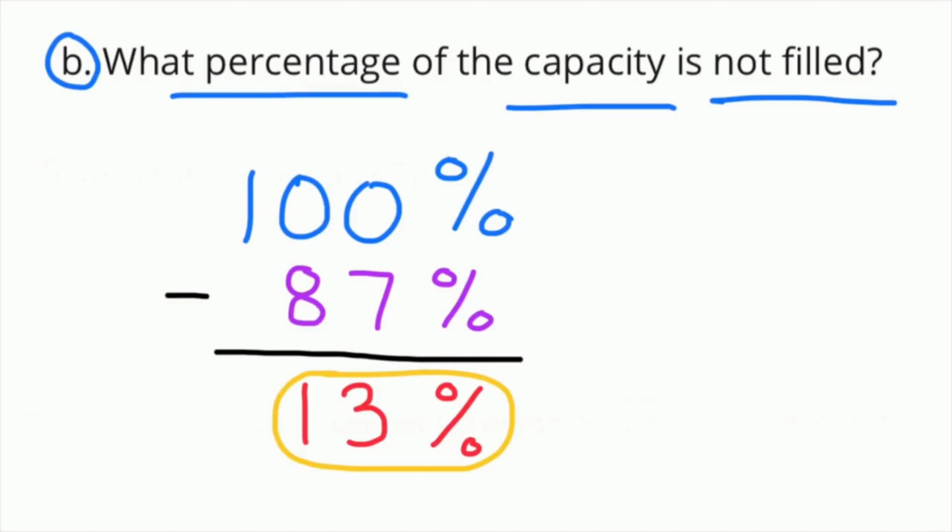B. What percentage of the capacity is not filled? Well, 100% of the capacity minus 87% of the capacity equals 13% of the capacity. 13% of capacity is not filled.